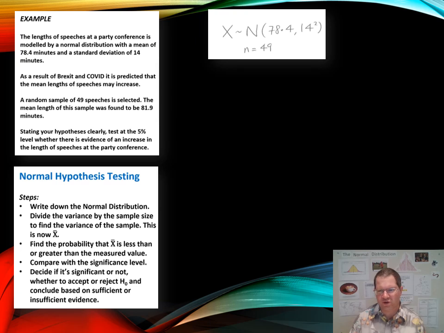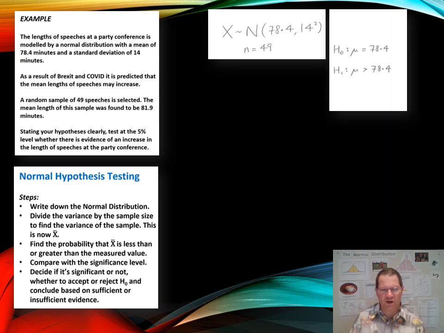So write down the normal distribution. Well, the mean is 78.4 minutes, the standard deviation is 14, so x is normally distributed with a mean of 78.4 and a variance of 14 squared. And we've also been told that the sample size is 49, so n, little n, equals 49.